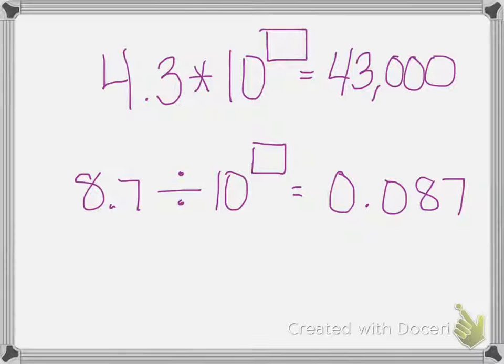Number 4 says fill in each blank with an exponent to make the number sentence true. So I have 4 and 3/10 times 10 to the blank. Since my decimal started right here, it moves 1, 2, 3, 4 spots over. It would be times 10 to the 4th. The next one is 8 and 7/10 divided by 10 to the blank. So again, my decimal point started here, and it moved 2 spots to the left, so divided by 10 to the 2nd.